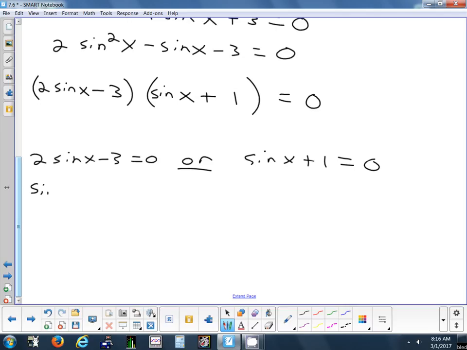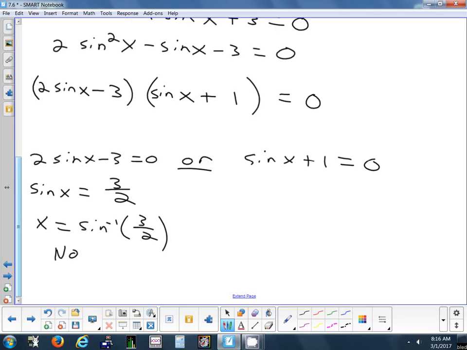Right, so on this one, what would sine x equal? It would equal 3/2. And my last step to get x by itself would be to do what on each side of this equation? Yep, take the inverse sine. And what's going to be the inverse sine of 3/2?